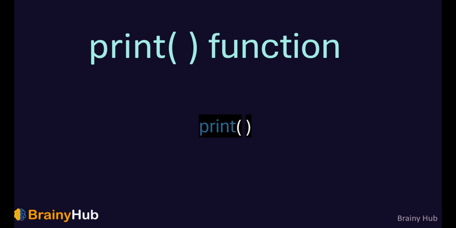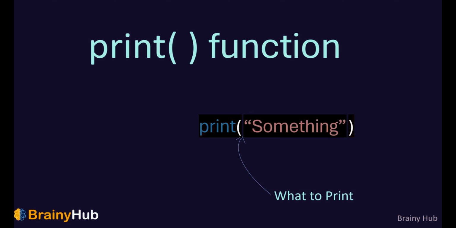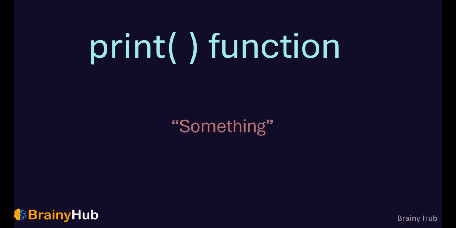So now let's look at a more detailed explanation. First we have the print function and then inside that we have to give what we want to print. In this case it's going to be something and then it is going to be inside the double quotes or the quotes. And after that it is going to print that on the console like so.